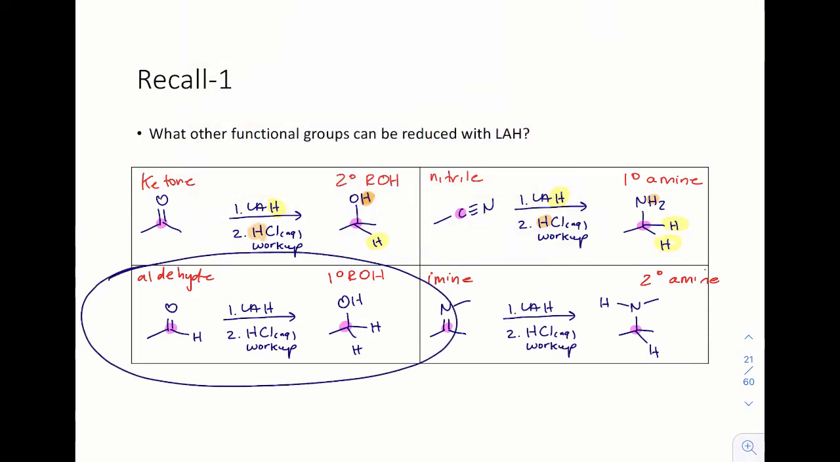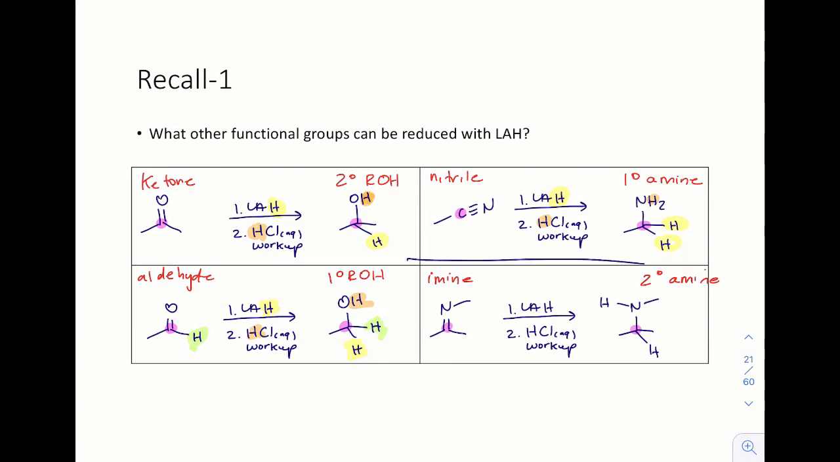Aldehydes are converted to primary alcohols. Just comparing to ketones, there's 1 hydrogen already on the aldehyde, so that remains. That's really the difference. The ketone has 2 alkyl groups to begin, and it has 2 alkyl groups to end. The aldehyde has 1 alkyl group to begin and 1 to end. Thus, aldehydes are converted to primary alcohols. Hydride adds to the carbonyl carbon, and then the aqueous workup protonates oxygen.